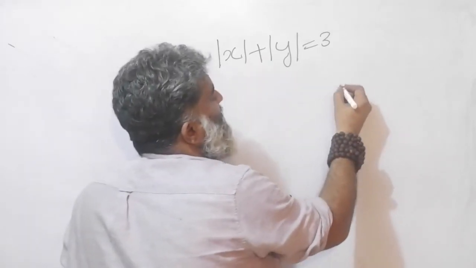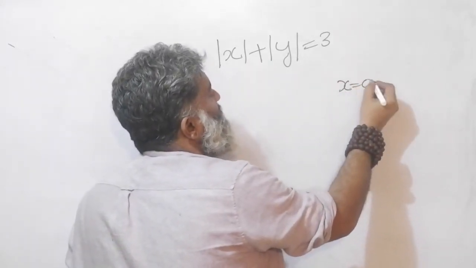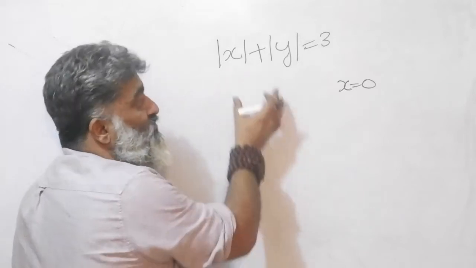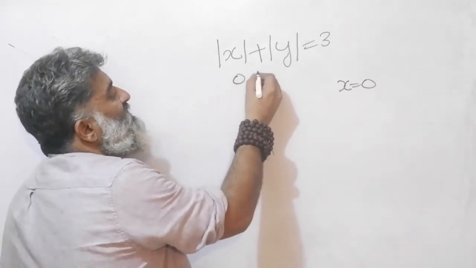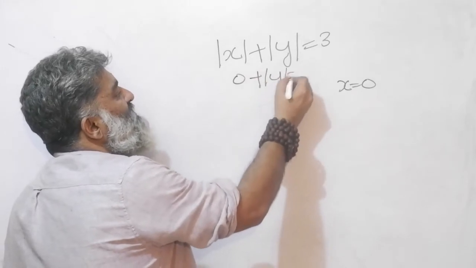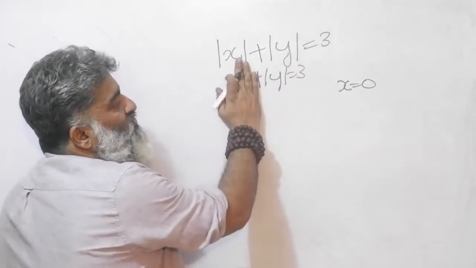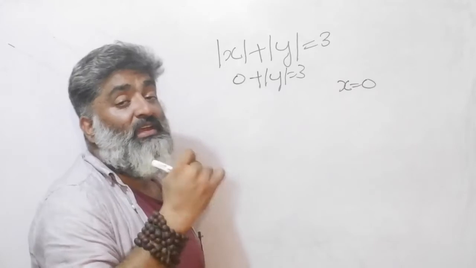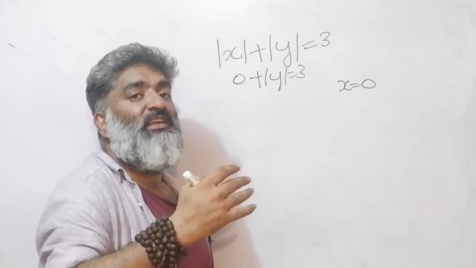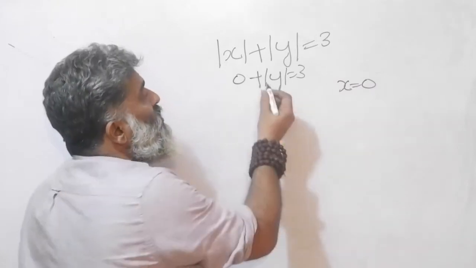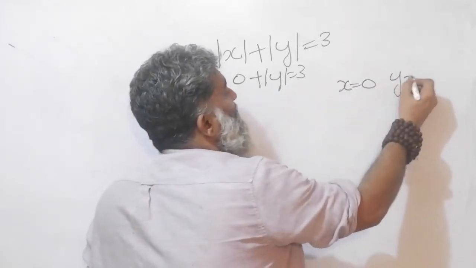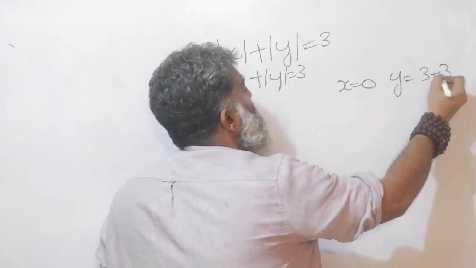So I'll start playing. I say, okay, x is 0. So you will require some problem solving here. I put a 0 here. 0 plus mod of y is equal to 3. Okay, so mod of y is equal to 3. Quickly, what can be the value of y? 3 or minus 3. That's the whole game in modulus. You get two values, right? So when x is 0, y will be 3 or minus 3.